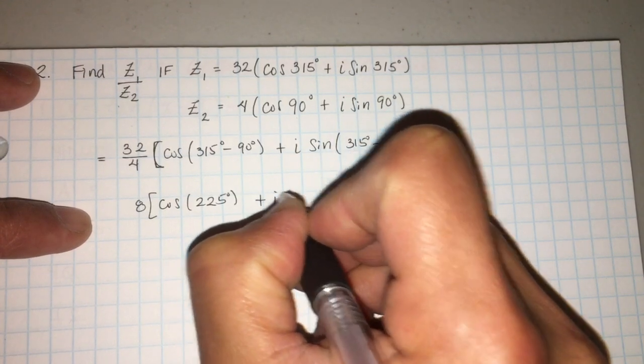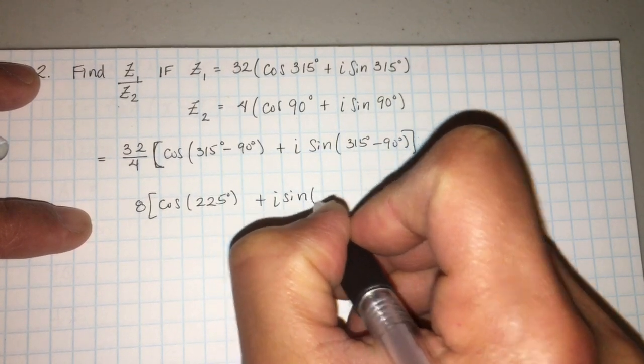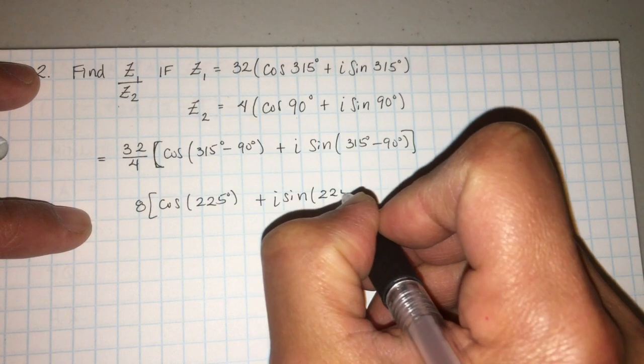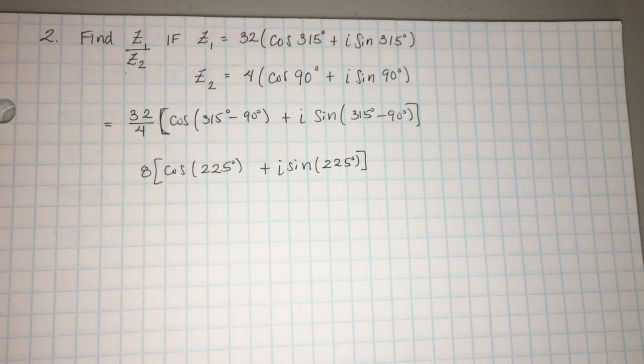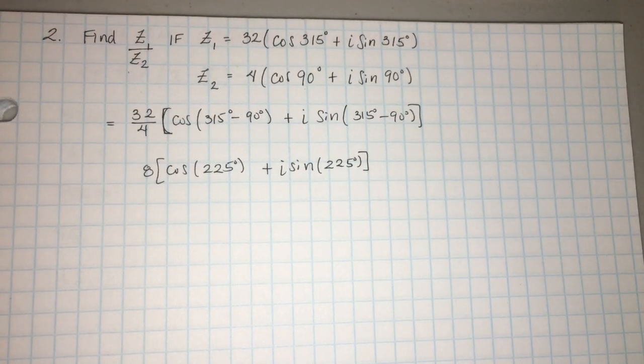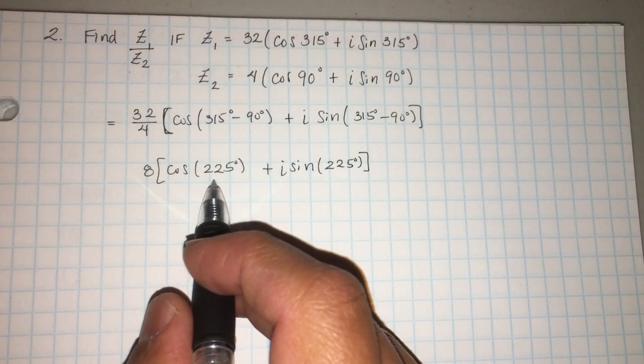Plus i sine of another 225 degrees. I really don't like working with degrees. It's a lot easier for me with radians, but it's up to you guys. But 225 degrees, what is that?